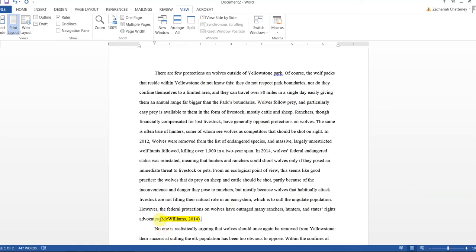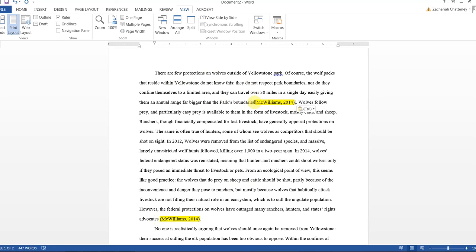Ideally, let's say this whole paragraph, every bit of it comes from McWilliams, and in reality, this was from a few different sources, but let's say every bit of this paragraph comes from McWilliams, then I would want to place that after the very first sentence in which McWilliams plays a role. Let's put it right here.